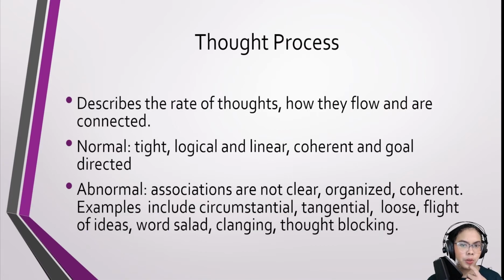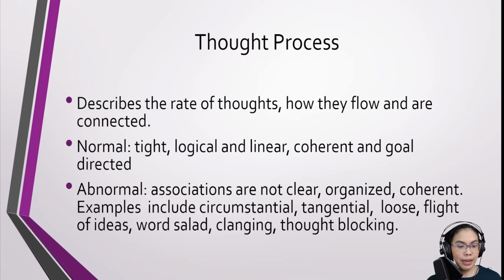So thought process. We also look into the thought process of the person. This is based on certain questions that we will ask our client later. This describes the rate of our thoughts, how they flow and are connected. The first one is normal: tight, logical, linear, coherent, and goal-directed. When we say normal, when we ask a certain question, they answer direct to the point. For example, "How are you, how is your family?" They tell a story directly: this is my family background, my mother is a housewife, my father goes to work. So when we say thought process is tight, logical, linear, coherent, and goal-directed, we can easily understand.